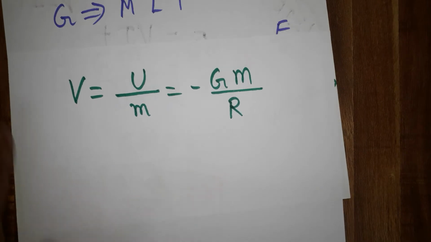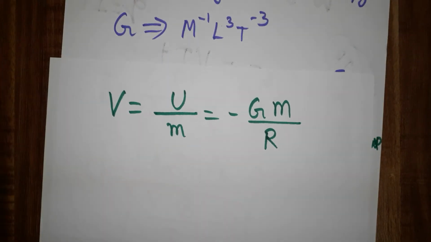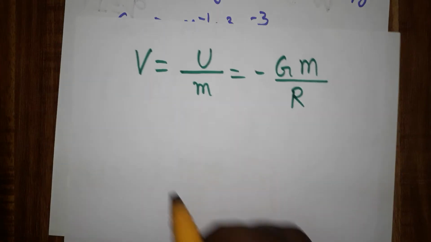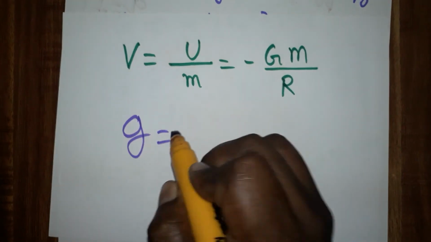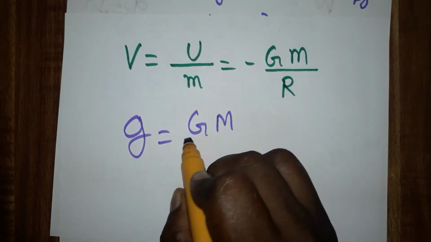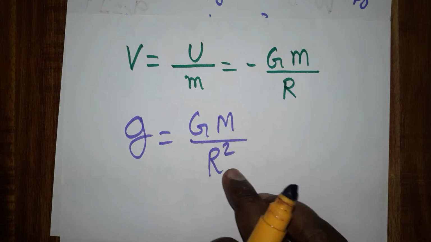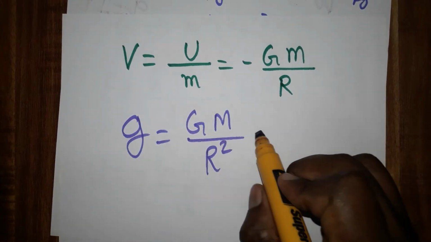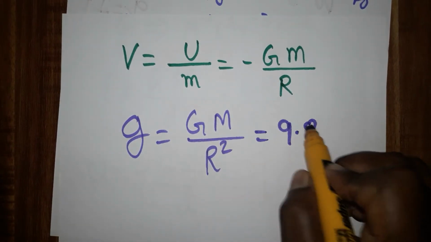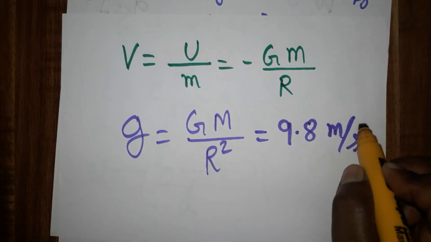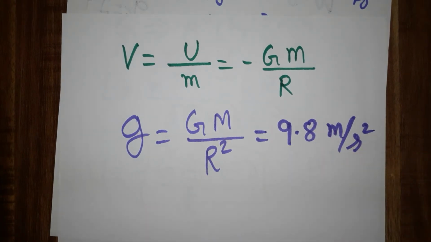Okay, the next formula, the gravitation, small g value. To find small g, it's going to be G m divided by r square. G is the universal gravitational constant, m is the mass of the earth, and r is the radius of the earth. The value of small g is going to be 9.8 meter per second square. It's going to be the gravitation value.